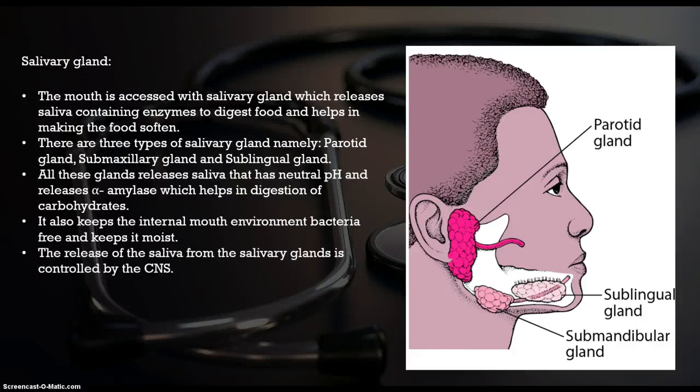The release of saliva from the salivary glands is controlled by the central nervous system. As soon as we take food or as soon as our mouth gets dried up, it is sensed by the different sense organs we have inside our mouth, like the tongue and different other parts, and then the central nervous system allows these salivary glands to release saliva.